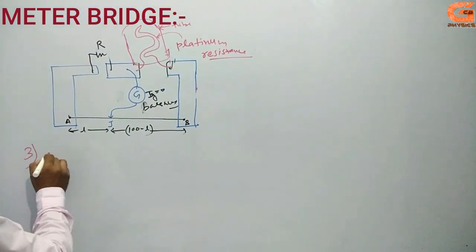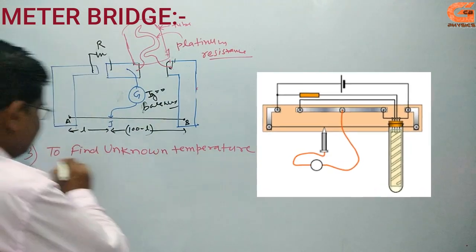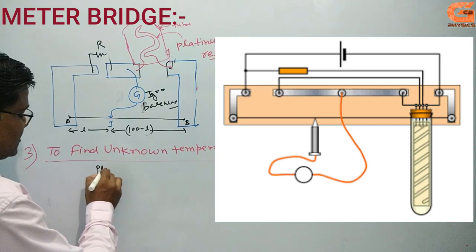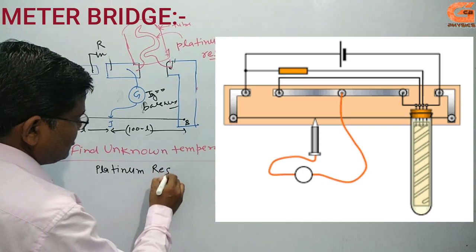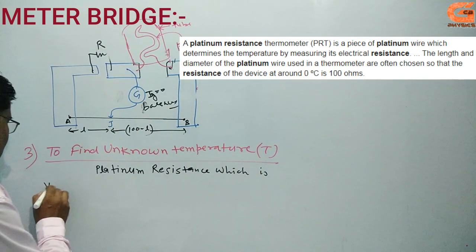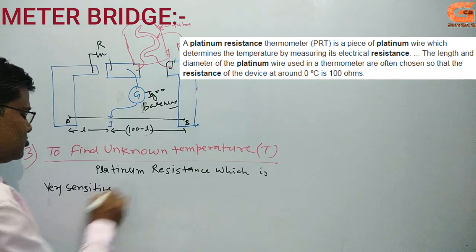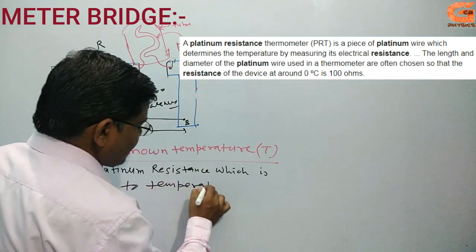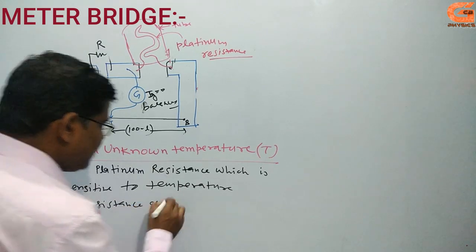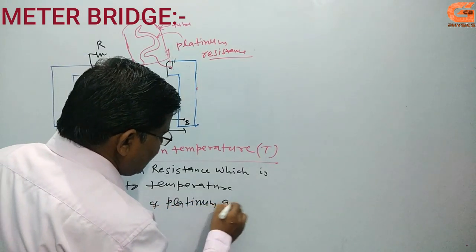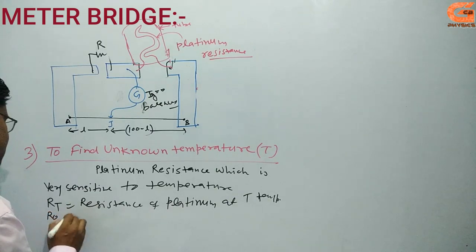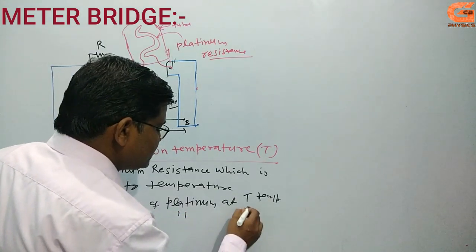The third application is to find unknown temperature, capital T. And for this, I have taken a platinum resistance, which is very sensitive to temperature. Suppose RT is the resistance of platinum wire at T temperature, and R0 is the resistance of platinum at 0 degree centigrade.